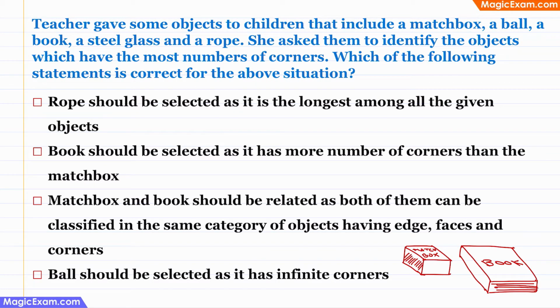A teacher gave some objects to children that include a matchbox, a ball, a book, a steel glass and a rope. She asked them to identify the objects which have the most number of corners. Which of the following statements is correct in the above situation? Now first thing is, look at all these objects and see which of them have corners in the first place. Right? A matchbox definitely has corners. A ball does not have any corners. A book has corners. A steel glass does not have any corners. A rope will not have any corners.